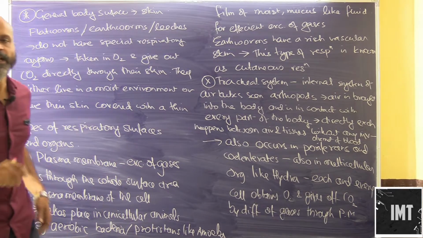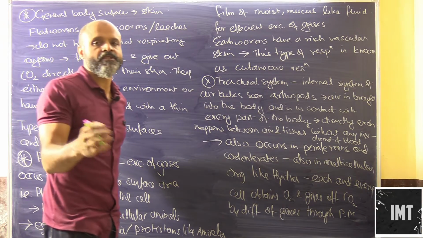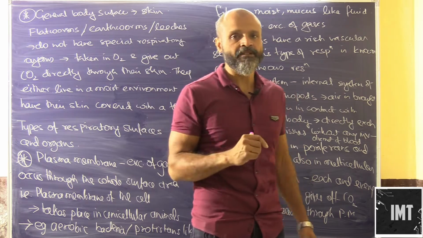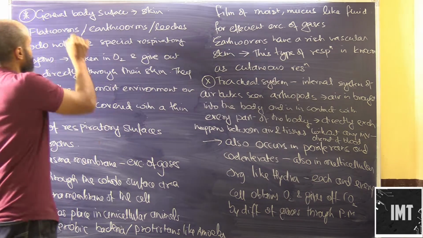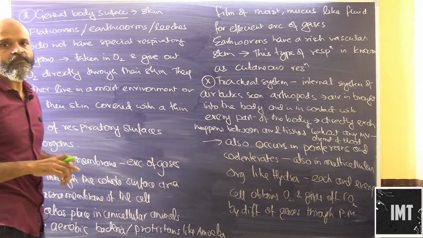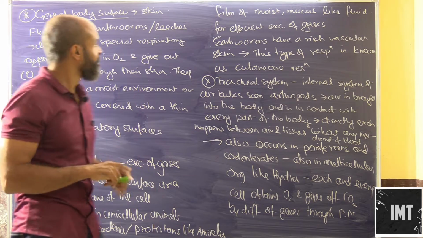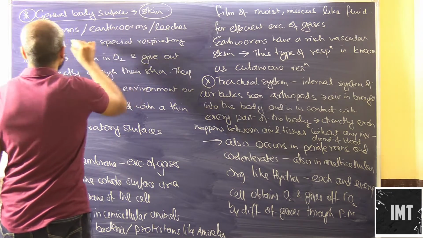Okay, so we will now discuss the various surfaces through which respiration generally happens. The first surface is the general body surface, which is also known as the skin. So how does respiration happen here?